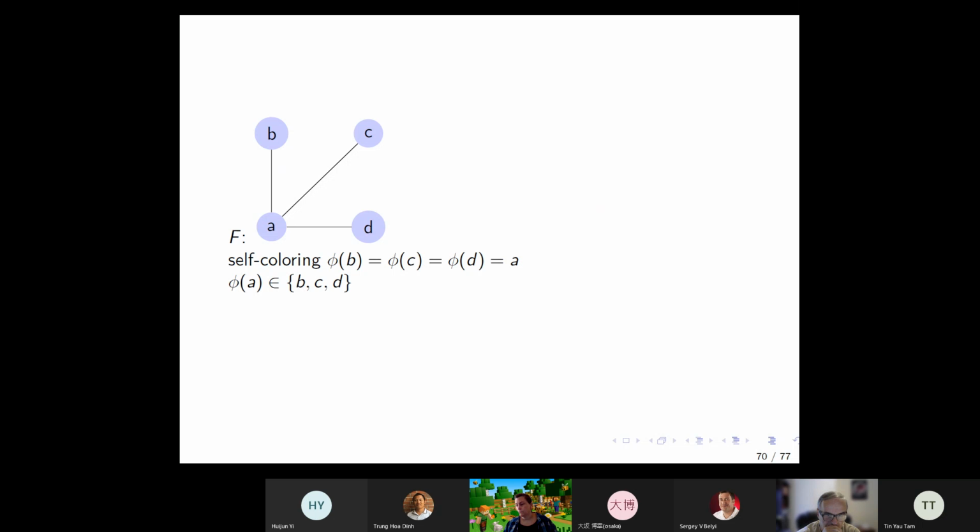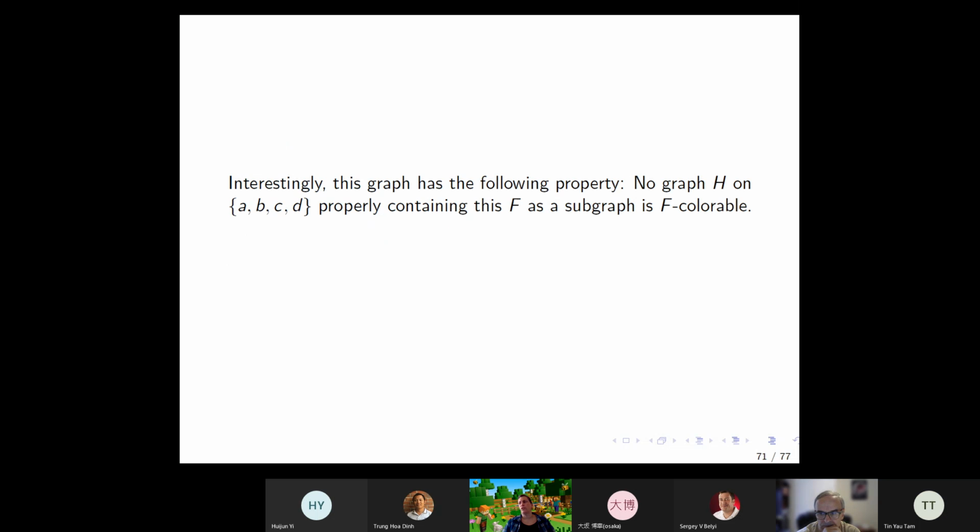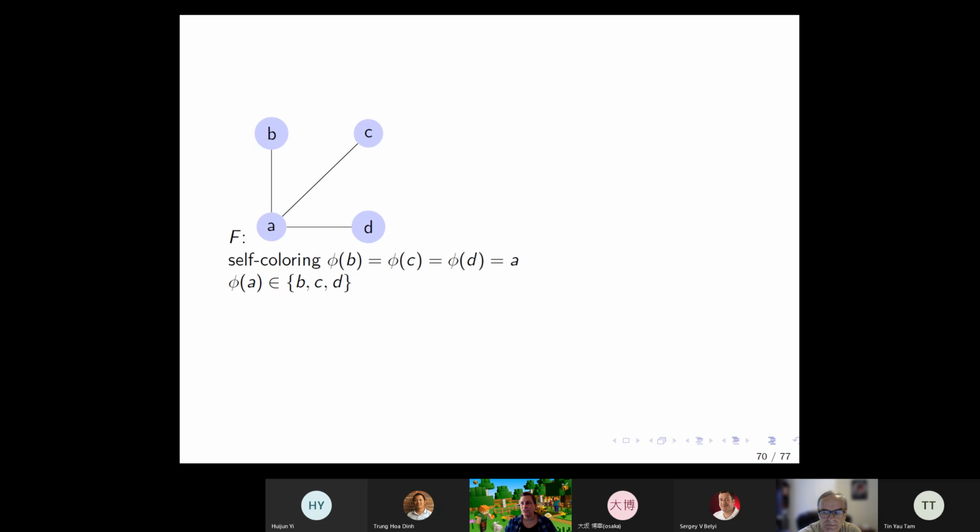When we get to counting how many different self-colorings there are of a graph, this will be about the only place that we have to count stuff. So we already know that a graph is self-colorable if it has a spanning subgraph of cycles and single edges. We know that a graph is self-colorable if it has no isolated vertices, which is even broader. So the claw has the following property: no graph H on the four vertices that properly contains the claw is F-colorable. As soon as you add an edge, you shot yourself in the foot.